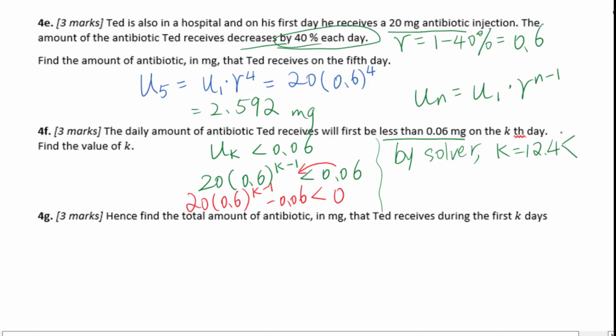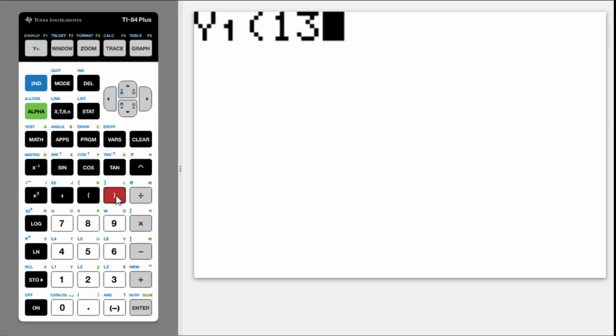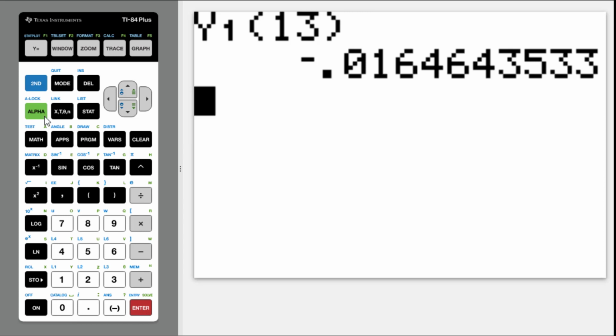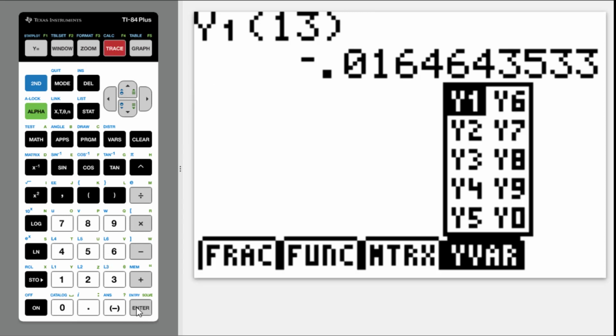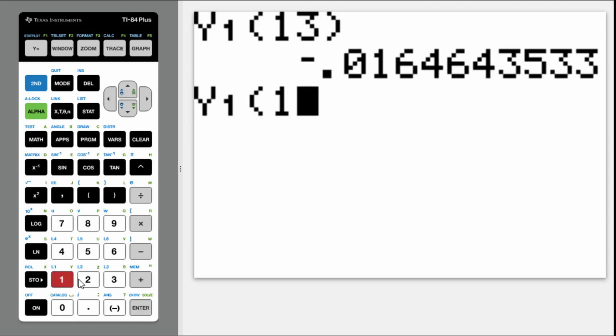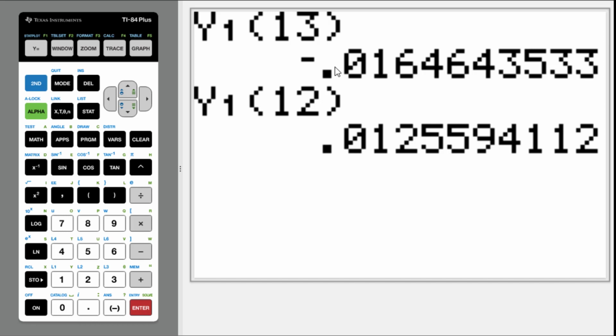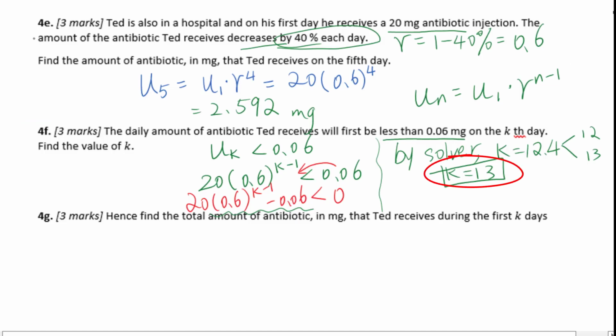Two choices: either k equals 12 or k equals 13. We plug back into this inequality, 13. We will get a negative number. But if you put 12, you will get a positive number. But we are looking for the solution that makes the less than 0 inequality true. So k equals 13 is the solution.